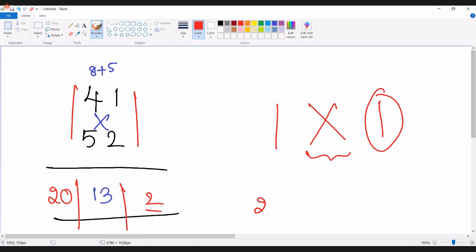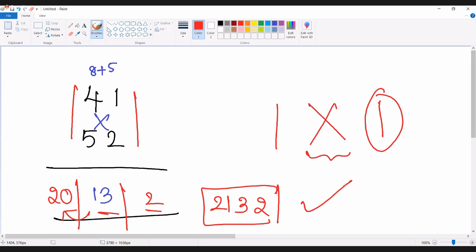Take the last digit 2, take the last digit 3, and send 1 as carry to the next number. 20 plus 1 is 21. The answer is 2132. I hope you are able to get the point.